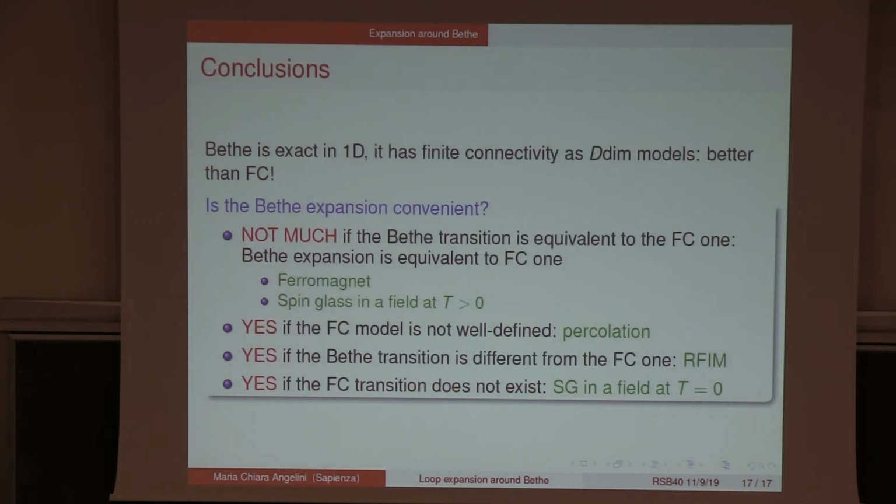And okay, these are the conclusions. We introduced this new model to expand around the Bethe solution. It's not useful in cases in which the critical points are the same for the Bethe lattice and the fully connected models, but it can be really useful in models in which the Bethe lattice transition is different from the mean field fully connected transition, as in the case of the random field Ising model, and also in the case of the spin glass in a field at T equals 0. But okay, these are some preliminary results.